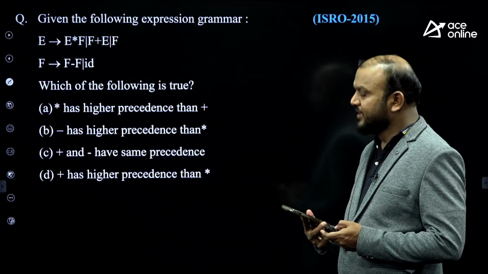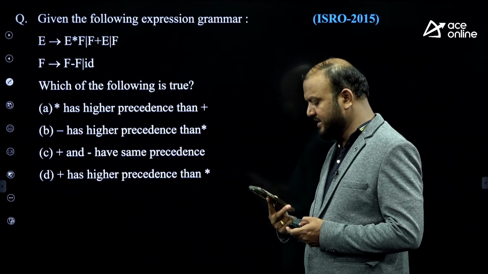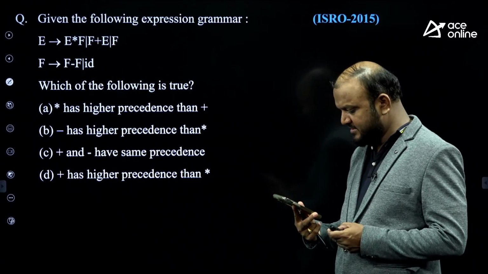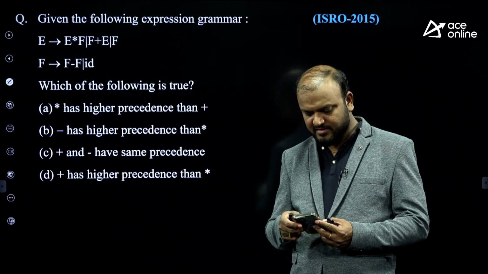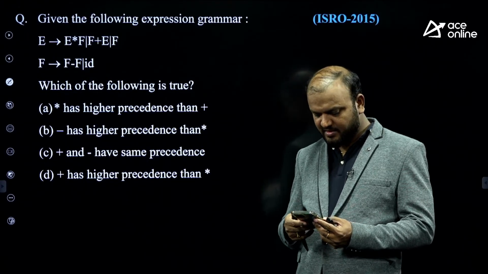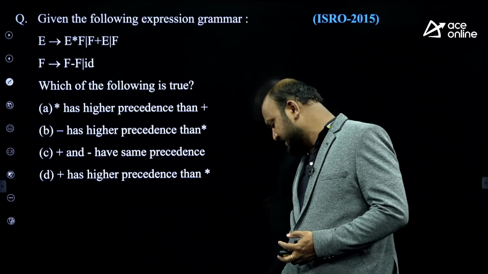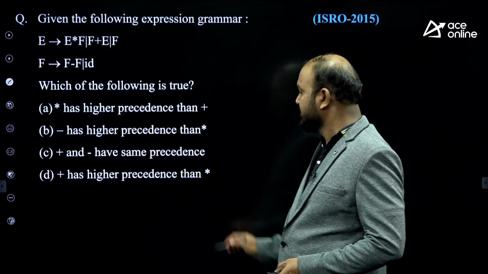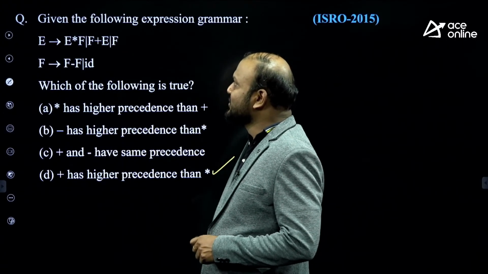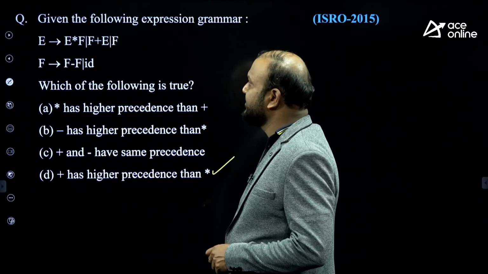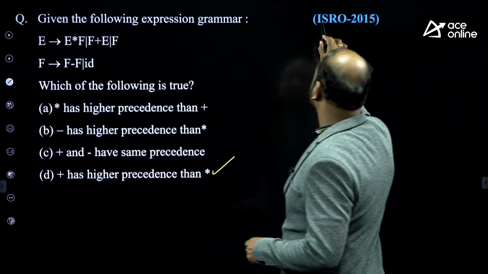Right. Now look, this is a question based on the precedence and associativity of operators. Right? Now what is the answer for this? Only Durga Prasad is there? Right. What is the answer for this question? It is based on precedence and associativity. Very good. Option D came from one of the students watching the live session. So, given the following expression grammar, and this is the grammar given, the question is which of the following is true, and it is a 2015 question.